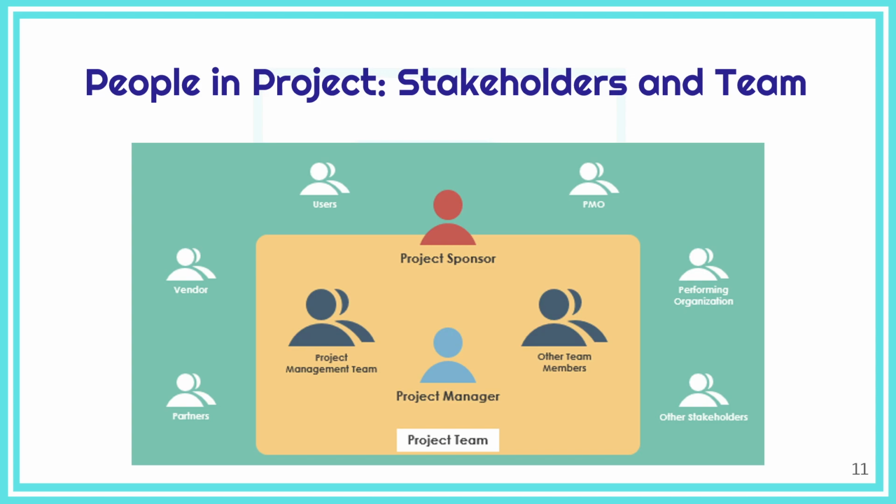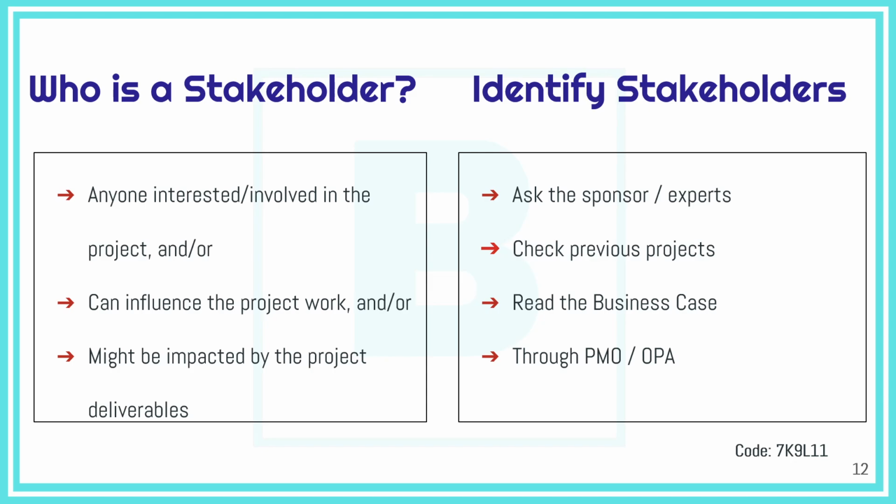Section 2.1, identifying stakeholders. So we explained this slide. Who is a stakeholder? We said the stakeholder is anyone who could have any one of these 3 characteristics. Either this person or this party is interested or maybe involved in the project, and or they can influence the progress or the work being executed in the project. They could block the work, they could facilitate the work, and or they could be impacted by the deliverables or the results or the outcomes of the project.